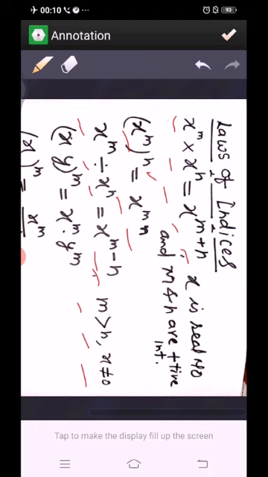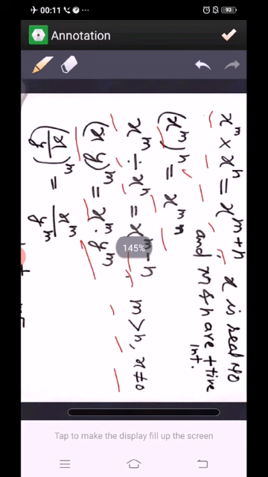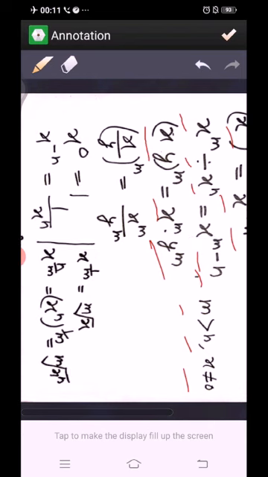Then x into y power m, two bases are multiplied and their common power is m. This common power of m will be given to each one. We can write it x power m into y power m. Then similarly x divided by y and its power m, so that will give us x power m upon y power m.